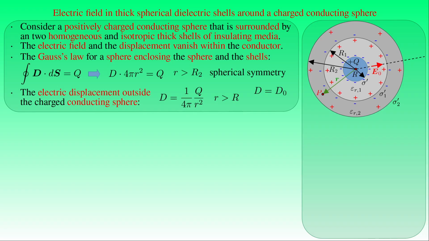The formula also shows that the magnitude of the displacement D at the radius R of the conducting sphere gives the ratio of the free charge Q to the surface area of the sphere, that is the surface charge density sigma of the free charges.